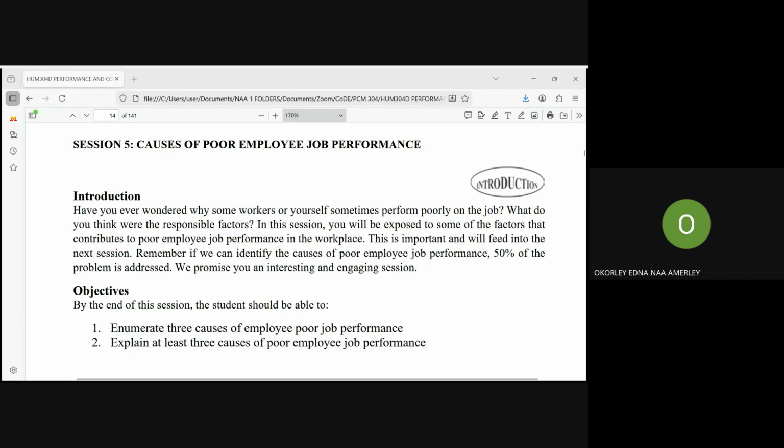Okay, so we are going to now look at the causes of poor employee job performance. In this session, you will give me some of the causes, what you have in the book and others that you know. So I want you to start mentioning. I have come into the Google Meet and I want to see those who are talking. So I want somebody to start. Tell me what would be the cause if an employee is not performing or is performing poorly. As many as you can mention, let's start.